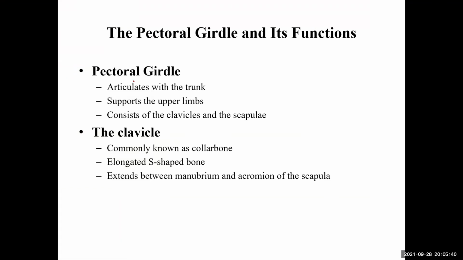The pectoral girdle is the bones that support the upper limbs, but also attach the upper limbs to your axial skeleton. So that includes 2 bones, the clavicles and the scapula, which is your shoulder blade.